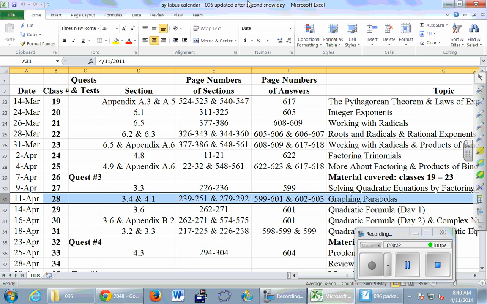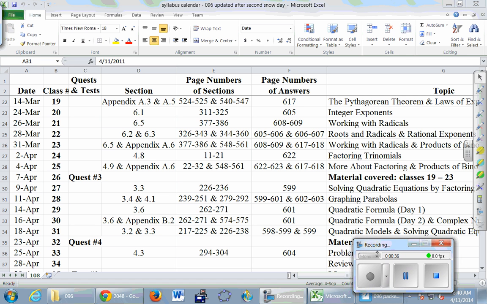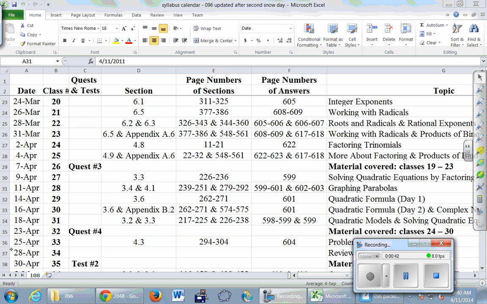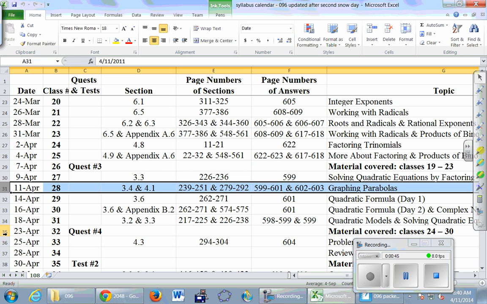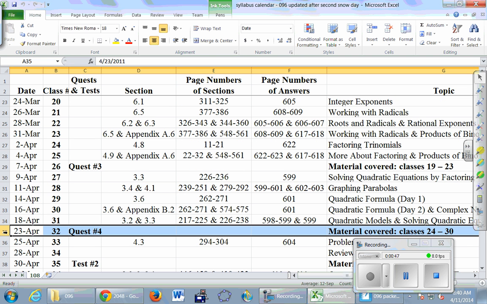And then just a sneak peek, the next 2 days coming up are about the quadratic formula. And then we can see the word quadratic again pop up the class after that. And then it's a little ways away, but quest number 4 is happening on April 23rd. Questions on the calendar?